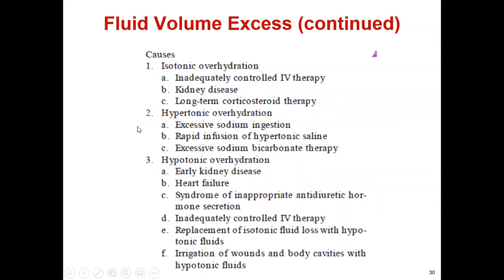So what are the causes? Maybe overhydration, inadequately controlled IV therapy, kidney disease, long-term corticosteroid therapy, excessive sodium ingestion or injection, rapid infusion, or excessive sodium bicarbonate therapy, early kidney disease, heart failure, syndrome of inappropriate antidiuretic hormone, inadequately controlled IV therapy, replacement of isotonic fluid.